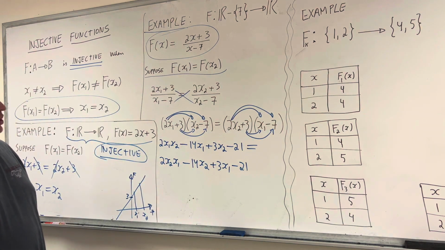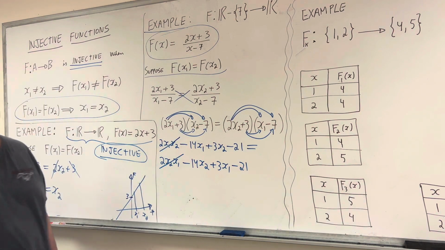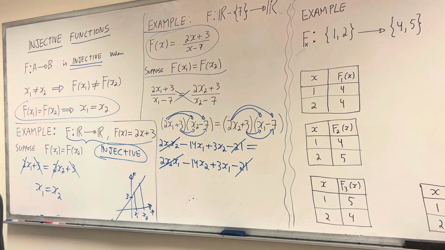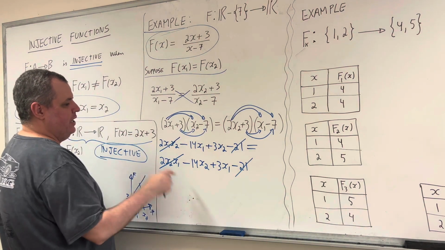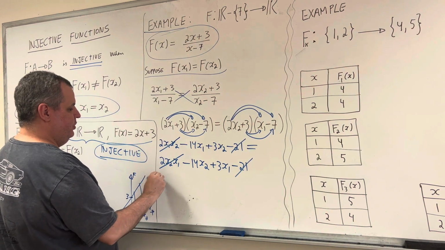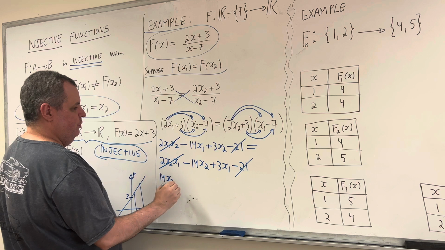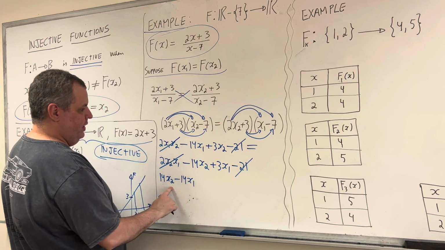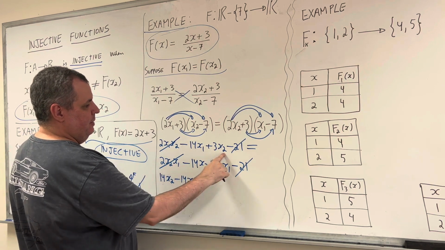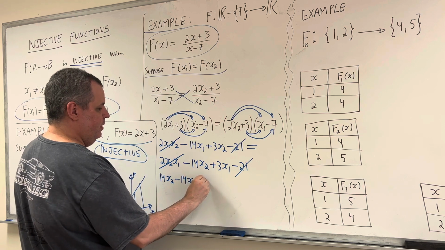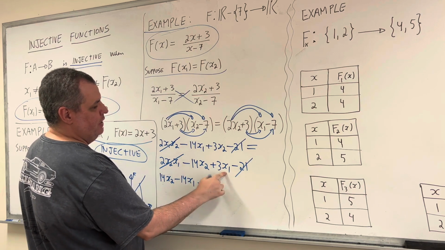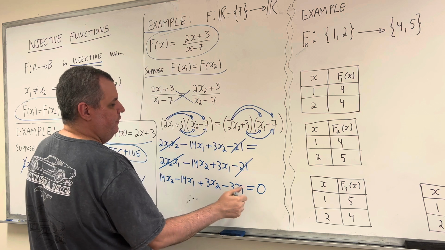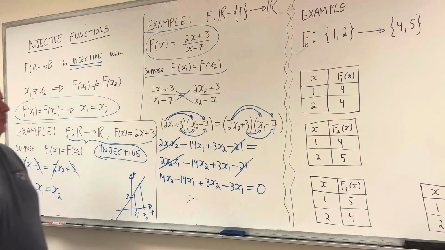In both sides of the equation, I have this term here. I can subtract. In both sides, I have the negative 21. I can cancel out. And then I can push these two terms to the other side. This goes to the other side, becomes 14x2 minus 14x1. Okay, this term is that. Then I'm going to write this one here. And this 3x1 goes to the other side, becomes minus 3x1. And everything on the right went to the left, so I'm left with 0.